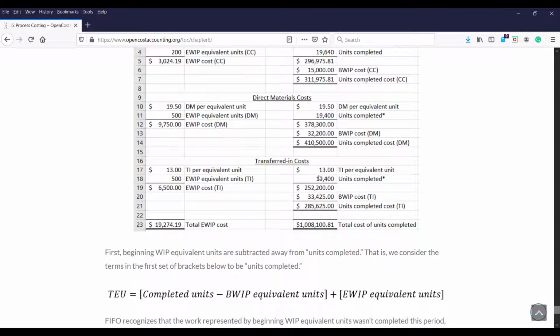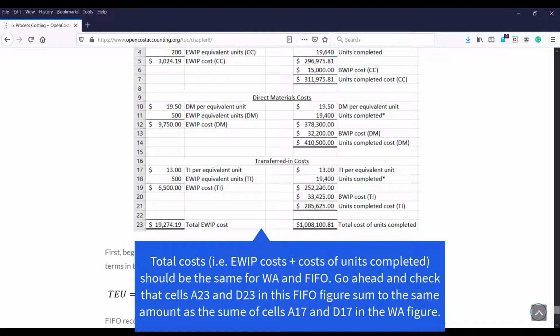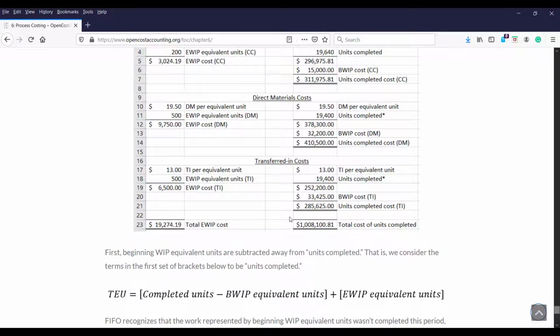Same procedure with transferred in costs. We have our rate. We have our units completed. That gives us this period's transferred in costs with this period's work. Then we add in our beginning WIP transferred in costs at the very end of this calculation. Now we have our total costs for transferred in for our units completed. Now we take this bottom line number for each of these three categories, add them together, and we have our total cost for units completed.